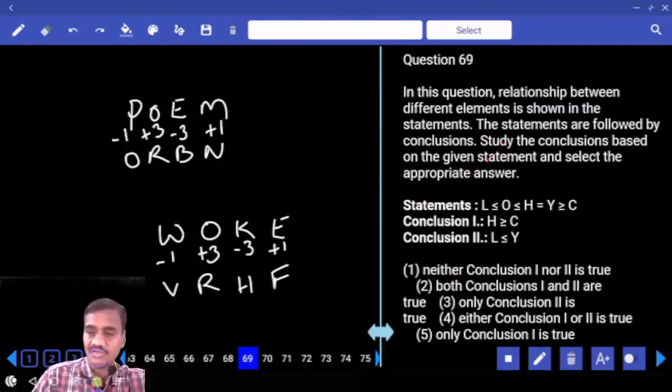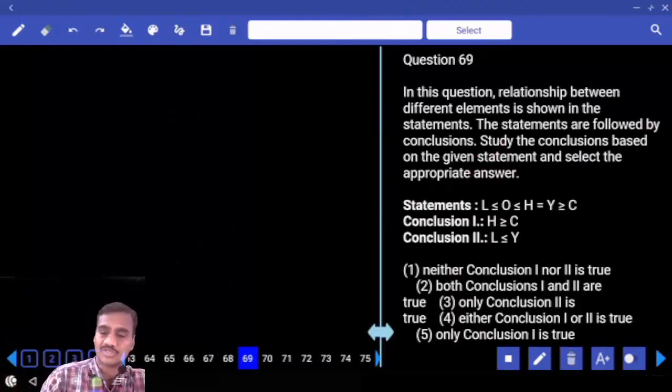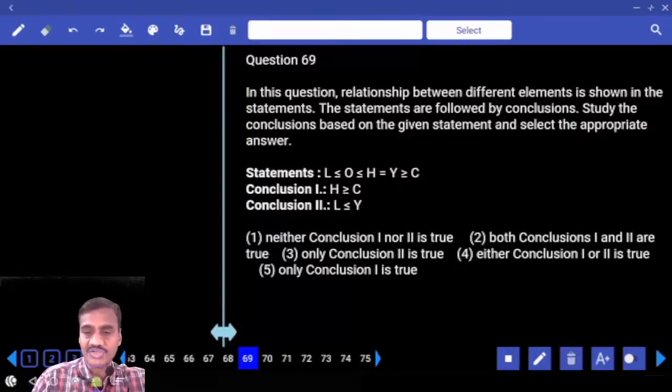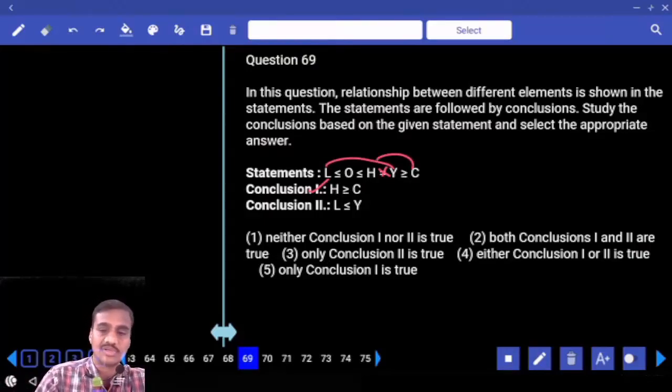Then 69 onwards, coded inequalities. We are doing it, right? Then H and C. Now the relation between H and C, forget about the symbol equals to, and say H greater than or equals to C, definitely true. Then the next one, L and Y. Between these two, which symbol is common? Again lesser than or equals to is common. L lesser than or equals to Y. So both the conclusions are true, both 1 and 2, choice 2, question number 69. Yes, 69 is choice 2.